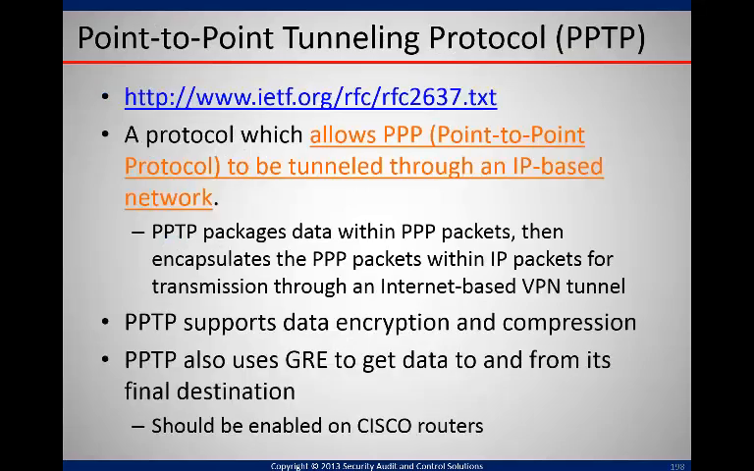When you look at Point-to-Point Tunneling Protocol, PPTP, if you want more detail, it's at RFC 2637, a protocol which allows Point-to-Point Protocol to be tunneled through an IP-based network. PPTP packages data within PPP packets, then encapsulates the PPP packets within IP packets for transmission through an internet-based VPN tunnel. PPTP supports data encryption and compression, and PPTP also uses GRE to get data to and from its final destination, and this should be enabled on Cisco routers.